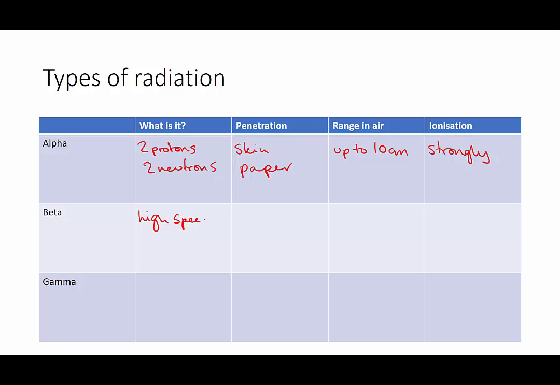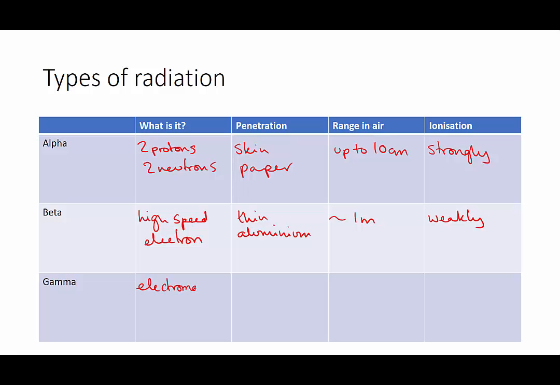Beta is a high-speed electron that is ejected from the nucleus. That often confuses people. The electron is created by the nucleus and spat out. It can pass through skin and paper, but it is stopped by thin aluminium. It has a range in air of about 1 meter, and it is fairly weakly ionizing.